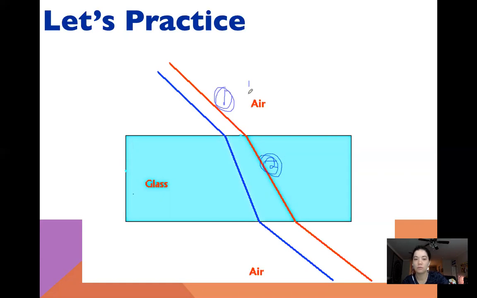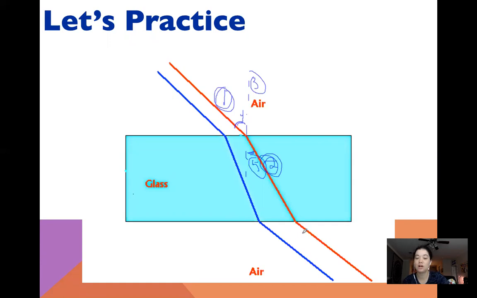If I draw a normal, it's got to be perpendicular to my surface, 3. My angle of incidence, 4. And then my angle of refraction, 5. Every time, though, that you have a ray going from one surface to another, you get this refraction. So we've got it once right here, but then it happens again down here.